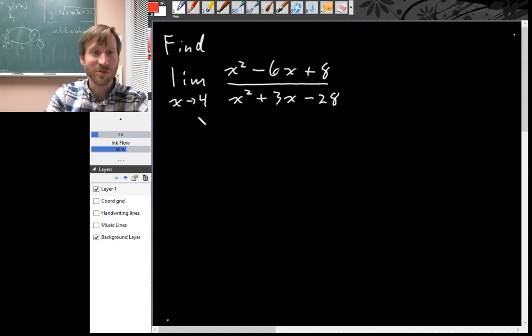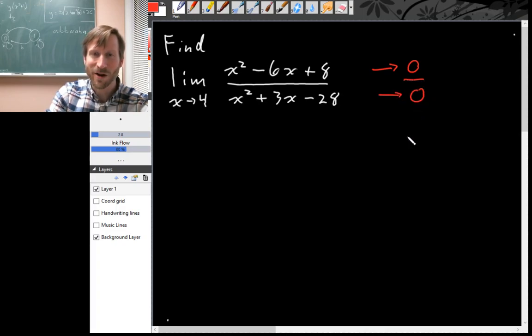For example, on this one, the limit as x goes to 4 of x squared minus 6x plus 8 over x squared plus 3x minus 28. If you try to use all the limit laws to calculate what this limit is, you get, in the numerator, 0, and in the denominator you get, well, 0. So you get 0 over 0.